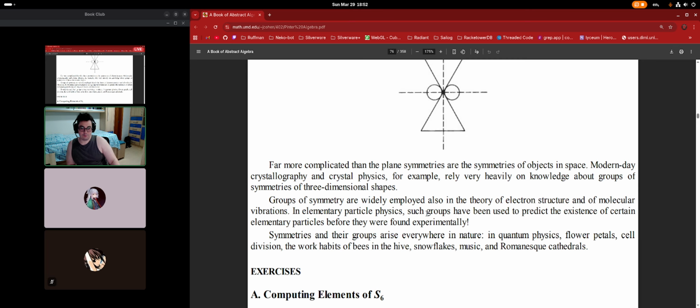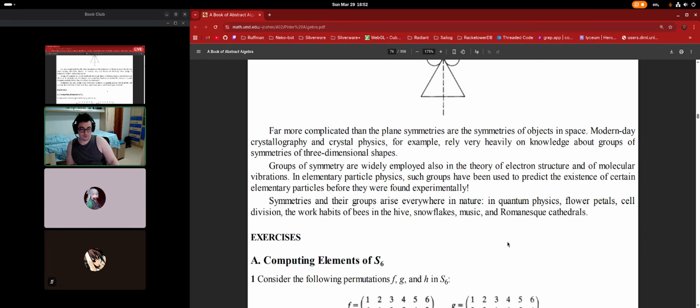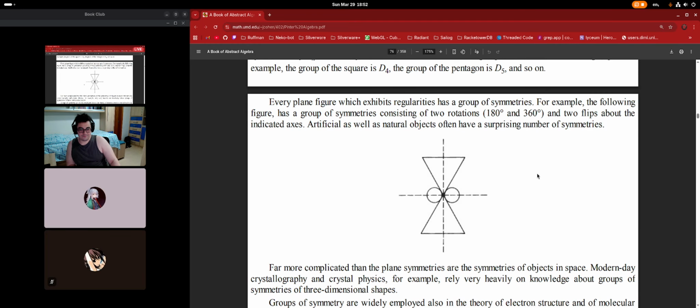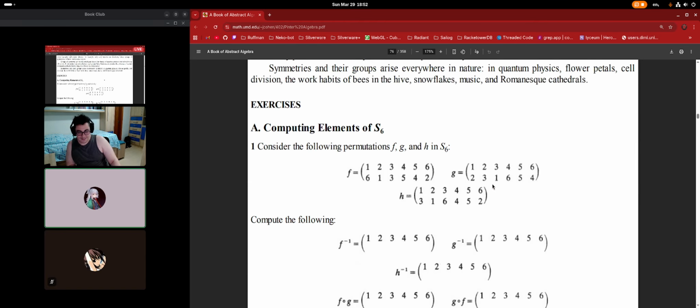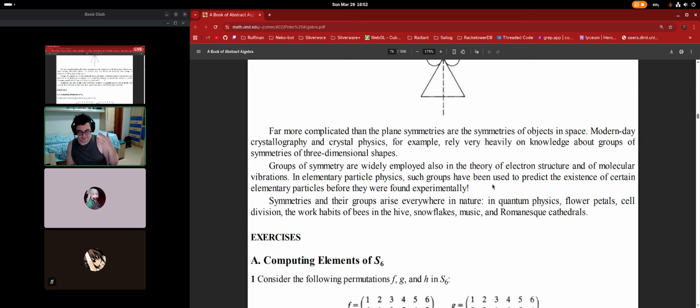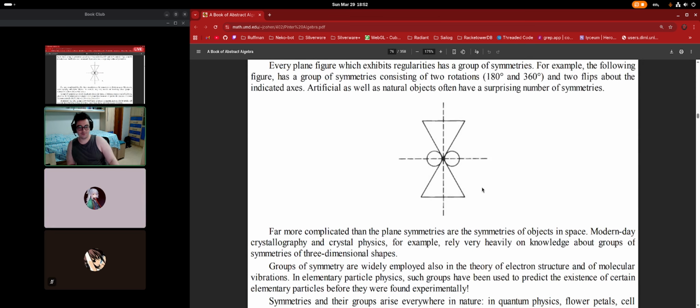Groups of symmetry are widely employed also in the theory of electron structure and of molecular vibrations. In elementary particle physics, such groups have been used to predict the existence of certain elementary particles before they were found experimentally. Symmetries and their groups arise everywhere in nature, in quantum physics, flower petals, cell division, and work habits of bees in the hive, snowflakes, music, and Romanesque cathedrals. Well, so there is a reason to start topology at the end of the day. It's not only because it's fun to have beautiful shapes to describe our stuff.